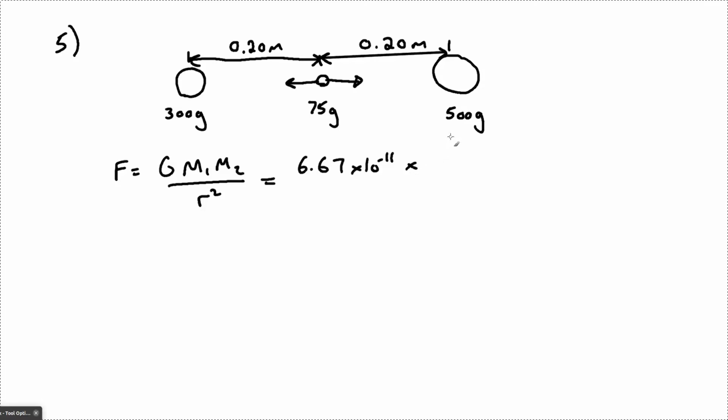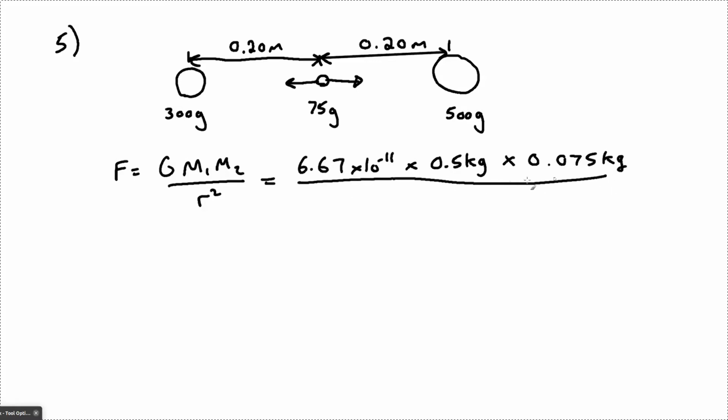We need to then multiply that. Now of course we need to change our masses into kilograms, so if we're looking at the force between these two masses, we've got 0.5 kilograms multiplied by 0.075 kilograms, and of course then that's all going to be over the distance squared, 0.20, and that is squared, and that gives us a force on the 75 gram mass applied by the 500 gram mass. It will give us a force which is 6.25 times 10 to the minus 11 newtons when you work that out.